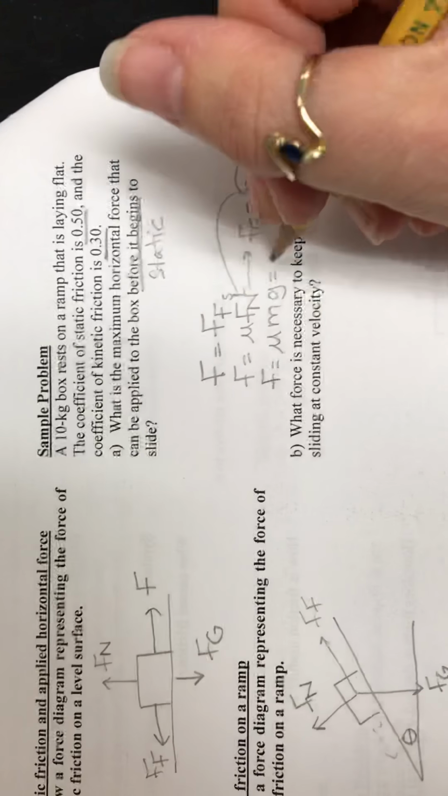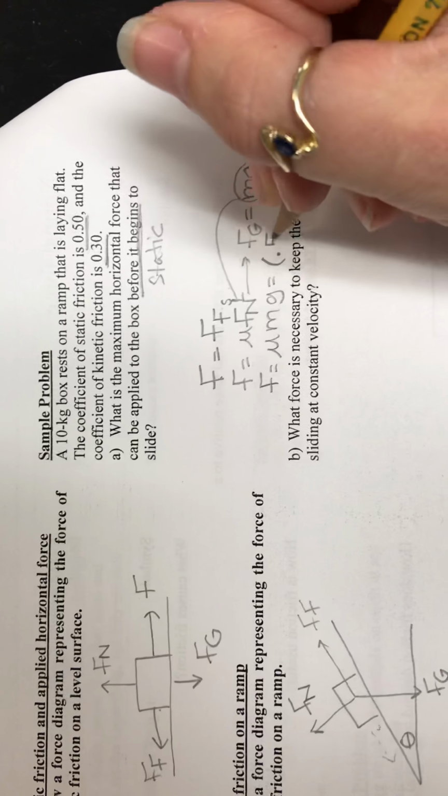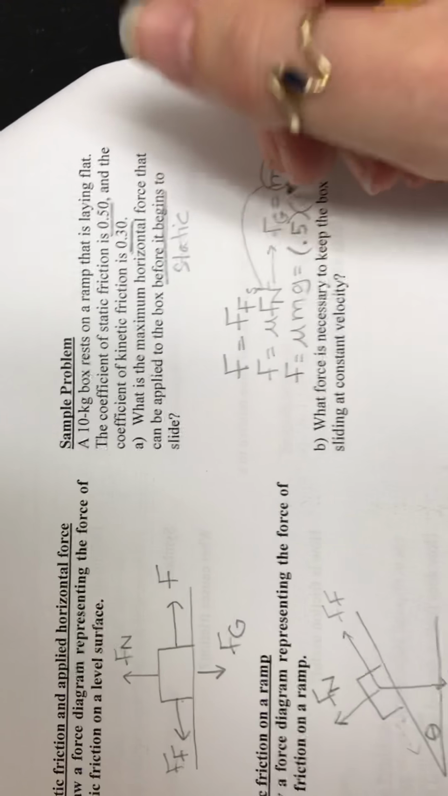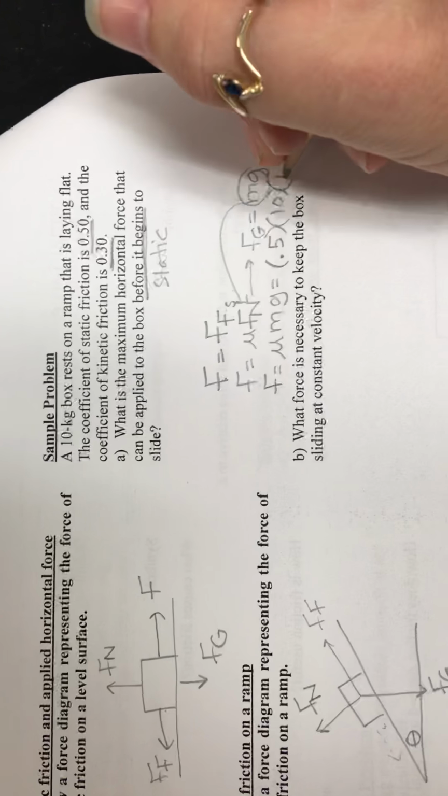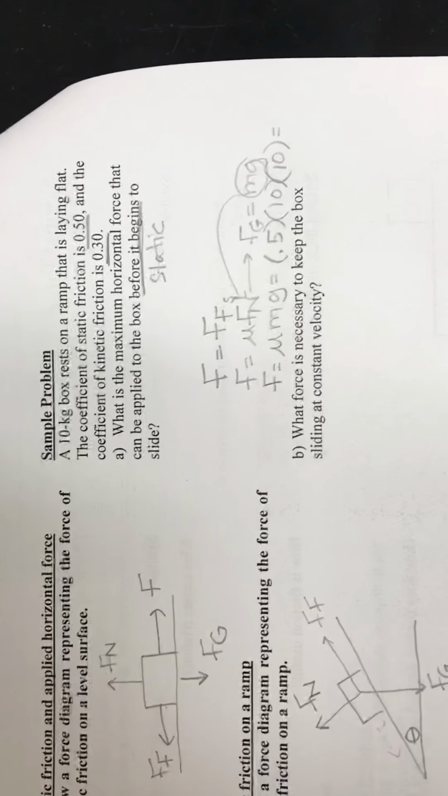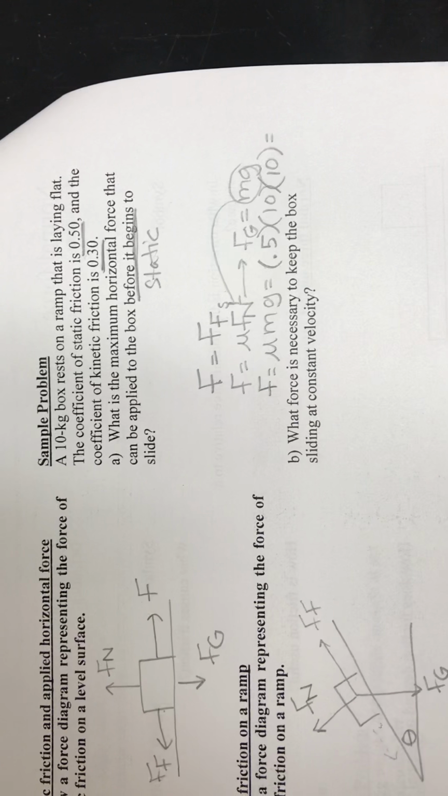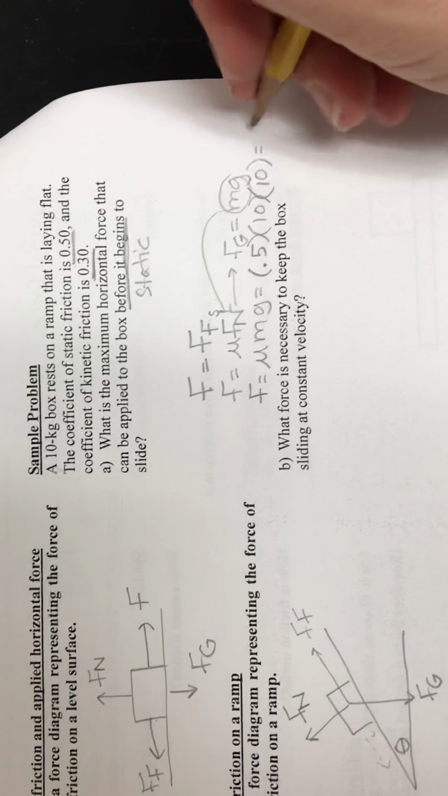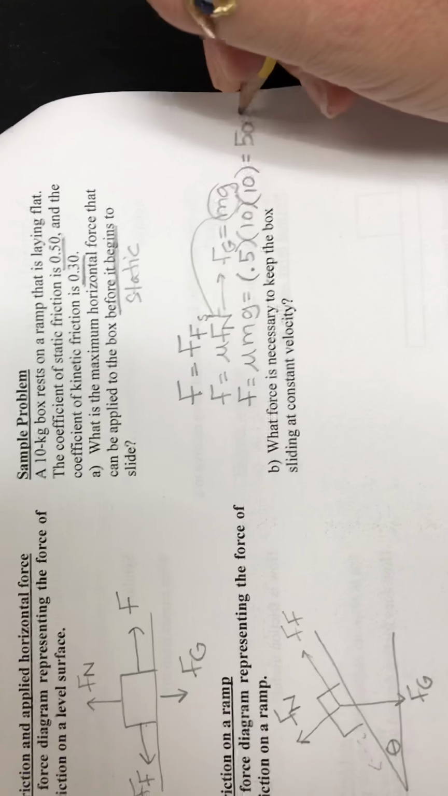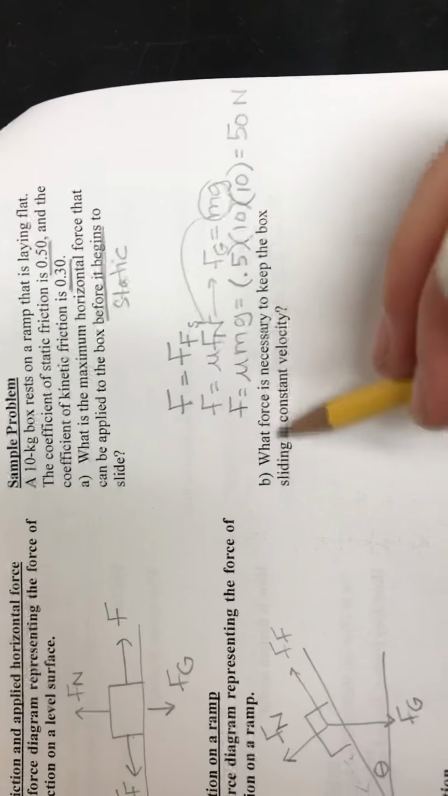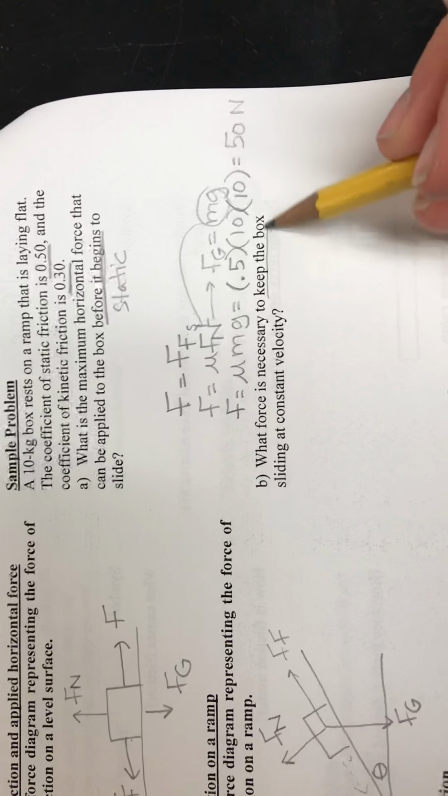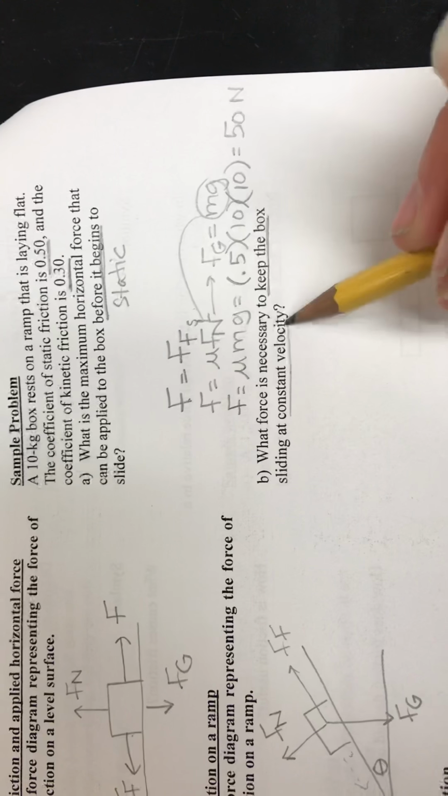We're going to use the static mu, which is 0.5, times my mass, which is 10, times little g, which we can also use as 10. If we do this math, 0.5 times 10 times 10, we should get 50.